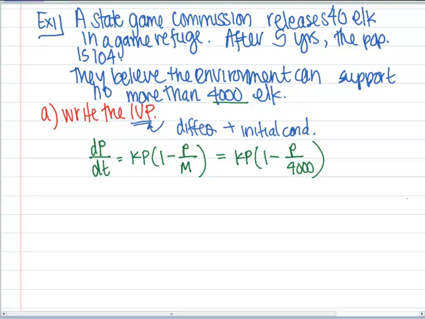Now I have some initial conditions that were given. We were told that at the beginning there were 40 elk. After 5 years there were 104. So we could use either one of these for our initial condition. Okay, this is our initial value problem.